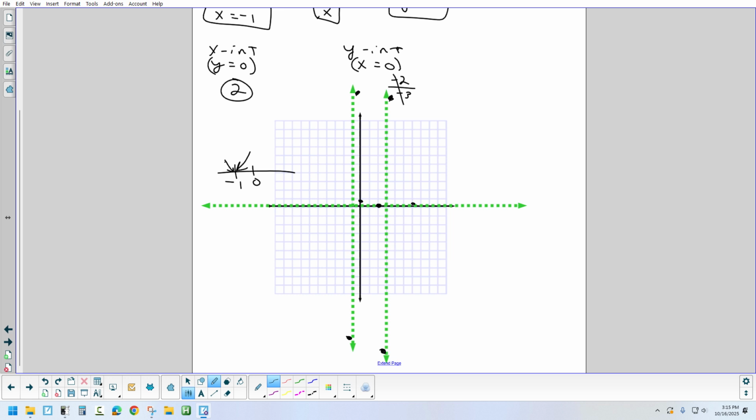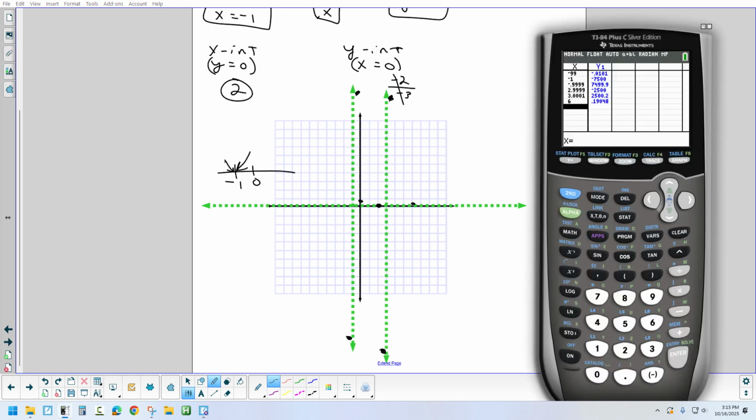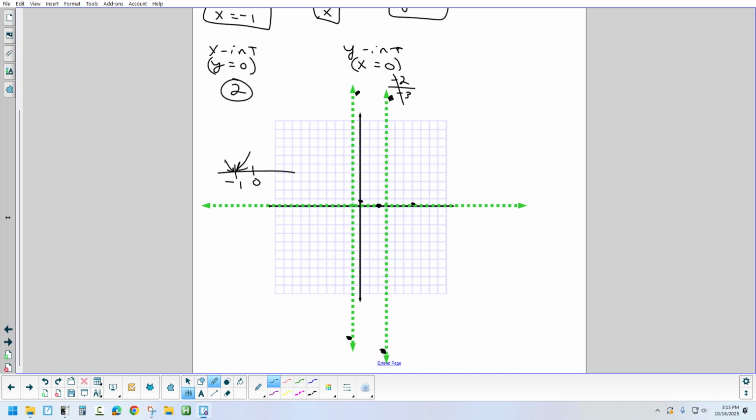-2? Yeah, we could check that. It's probably still going to be kind of far. Let's see, -2 is -0.8. So yeah, that's actually good. -2, -0.8. Oh, right there.